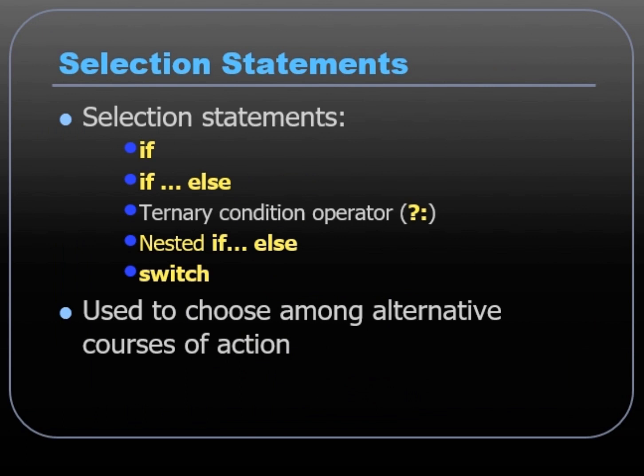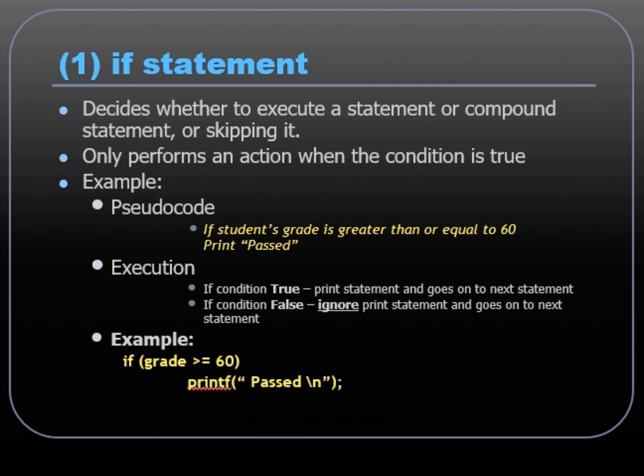There are 5 selection statements here, and all of them are actually doing the same thing, which is to choose among alternative courses of action. All of them can function well if you want your program to make a decision, to decide between doing two things or more. So if, if else, ternary condition, nested if else, and switch can all do the same things. Let's look at the if statement.